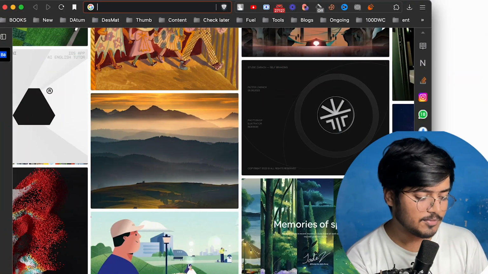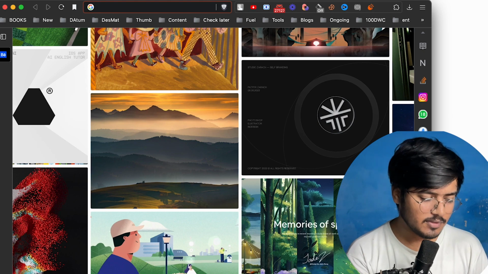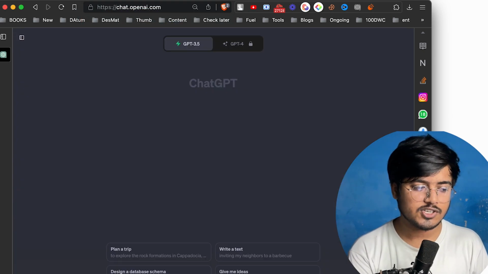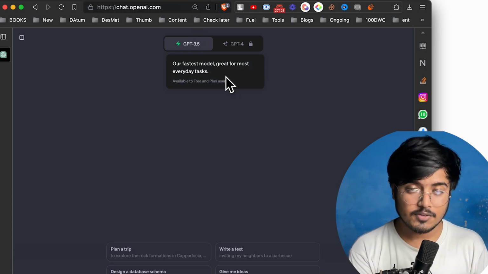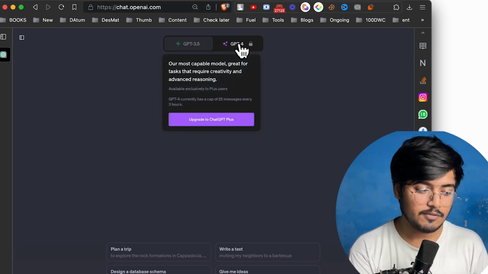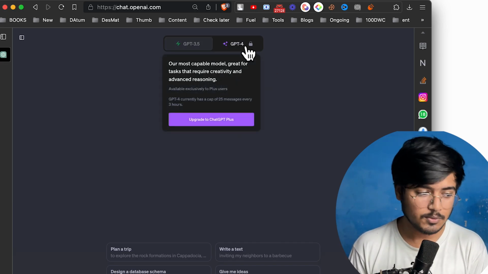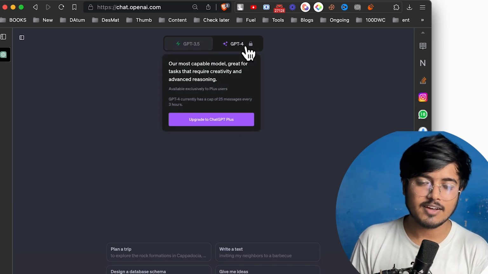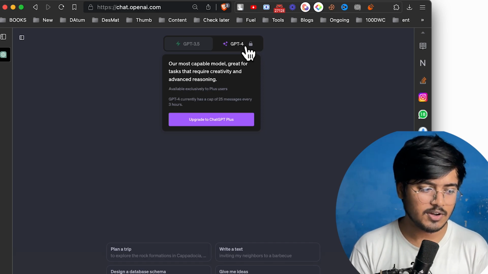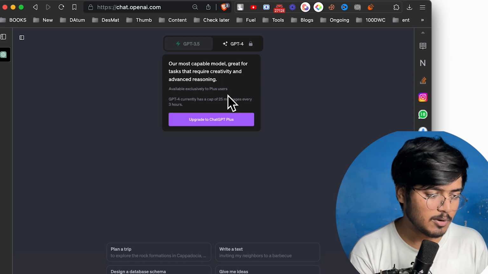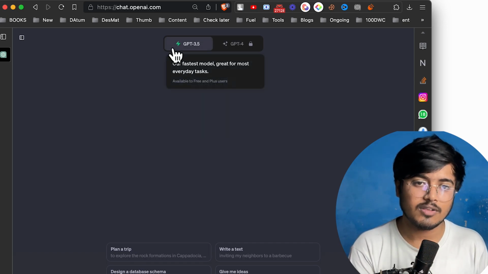First, you have to go to a website called chat.openai.com, and when you go on this website, ChatGPT will open. There are two versions of ChatGPT. The other one is the premium version, which is GPT-4, which comes with a lot of features like plugins which you can use. And recently a lot of plugins are coming. So if you're interested in it, you can spend some money and get ChatGPT-4. Now let's talk about GPT-3.5, because this is also very important.